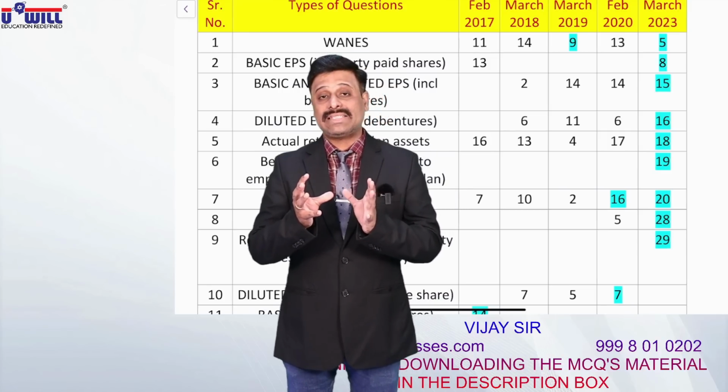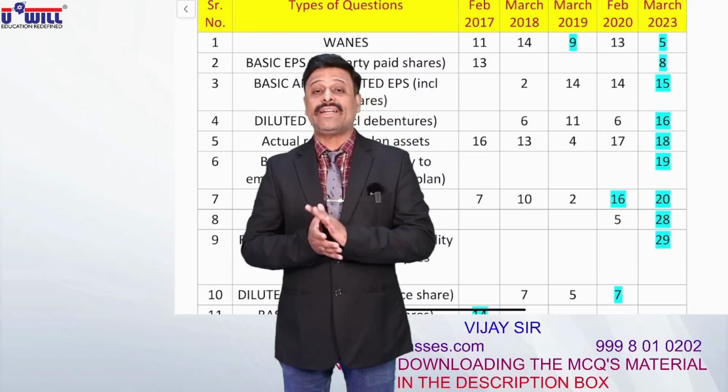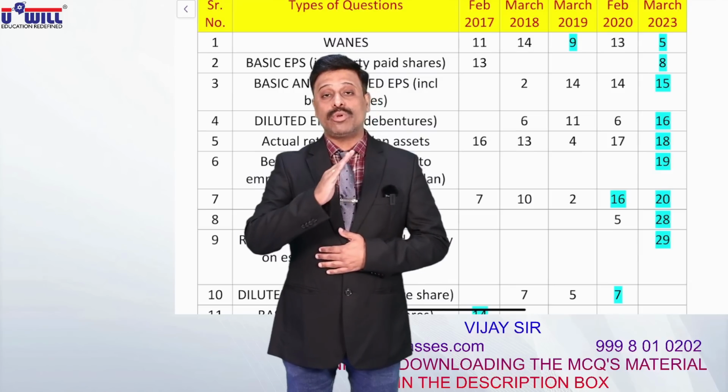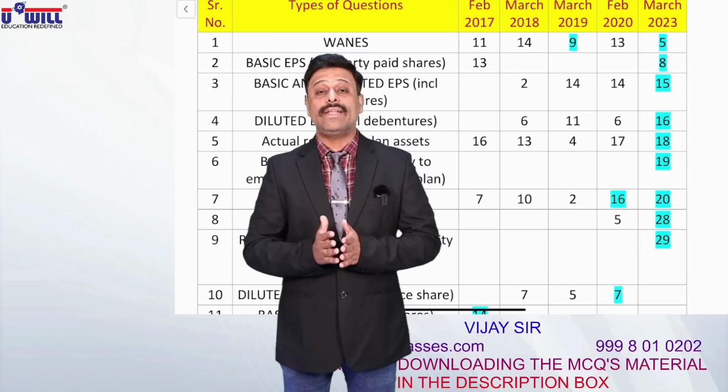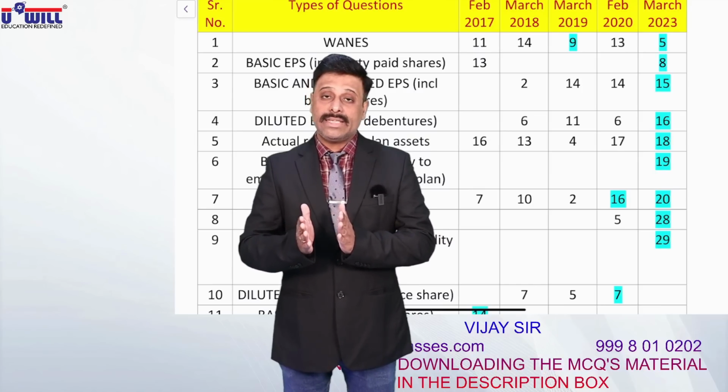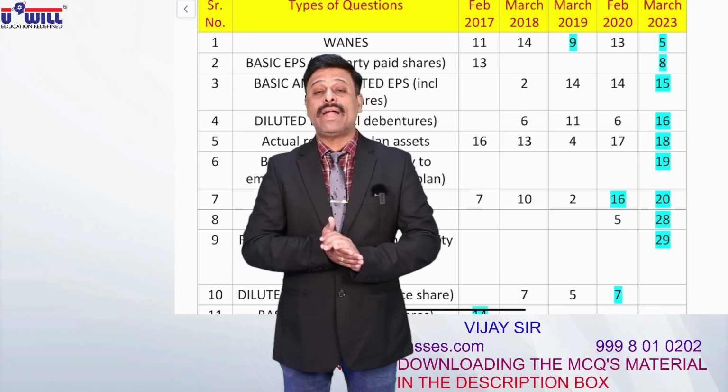Unit 3 has mixed theory also, practical also. Earning per share पूरा practical है, थोड़ा बहुत theory है. Employees benefit is 50-50% theory and practical.